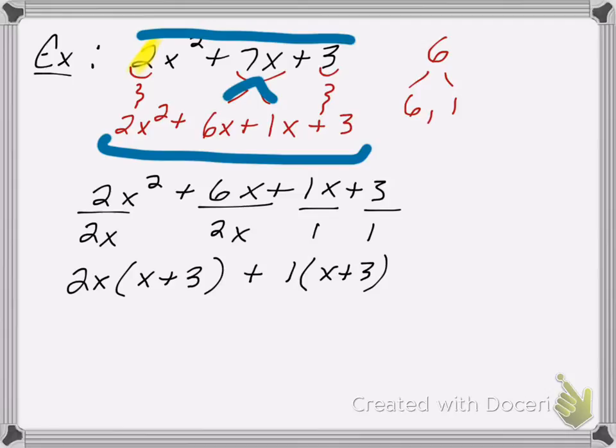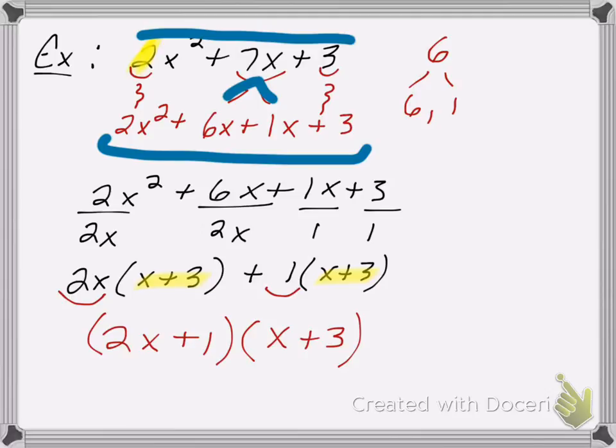And you'll remember that when you did grouping, if you did it correctly, these parentheses would always match, and that's also the case here. And also remember that when you had the matching parentheses, you would take these 2 terms, put them together in the same parentheses, and then bring down the matching parentheses. And that gives you your final answer, which is 2x plus 1 times x plus 3.